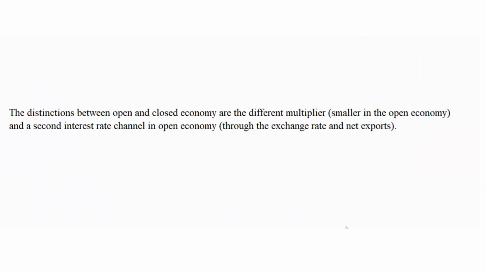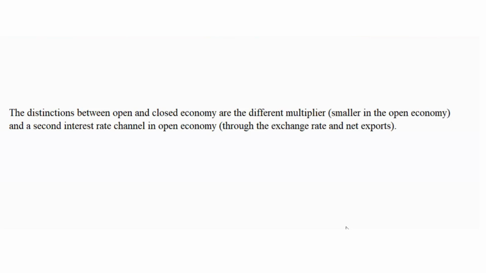So if we compare monetary policy in a closed economy with an open economy with a flexible exchange rate regime, the distinctions between them are, first, the different multipliers. We have already talked about this in chapter 19, that the multiplier is smaller in an open economy. Not going to go into the details over here. And second, the interest rate channel in an open economy through the exchange rate and net exports, right?